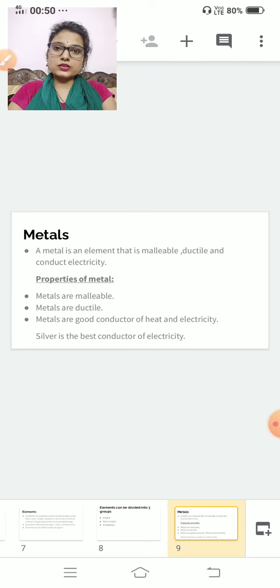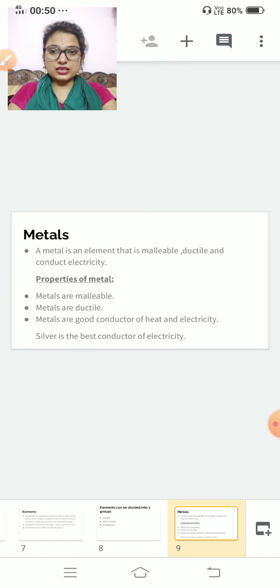Silver is the best conductor of electricity. Copper is also. That's why we use copper wire for electricity. Clear? Silver is costly. So, metals are good conductors of heat and electricity. And which is the best conductor of heat and electricity? Which metal? Silver metal. Clear?